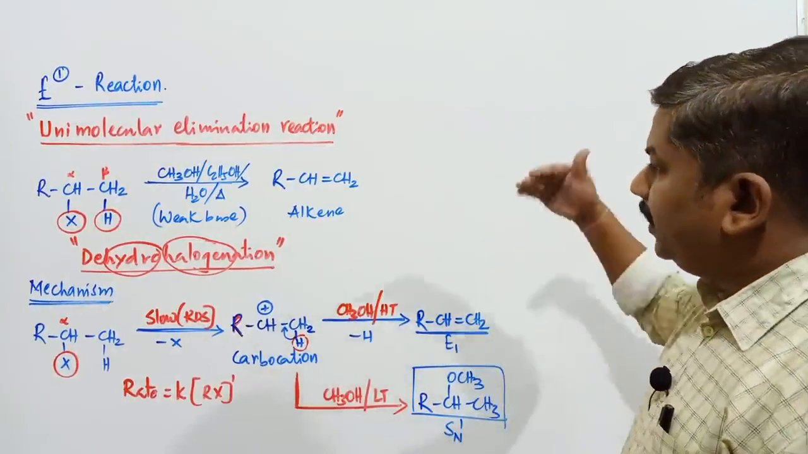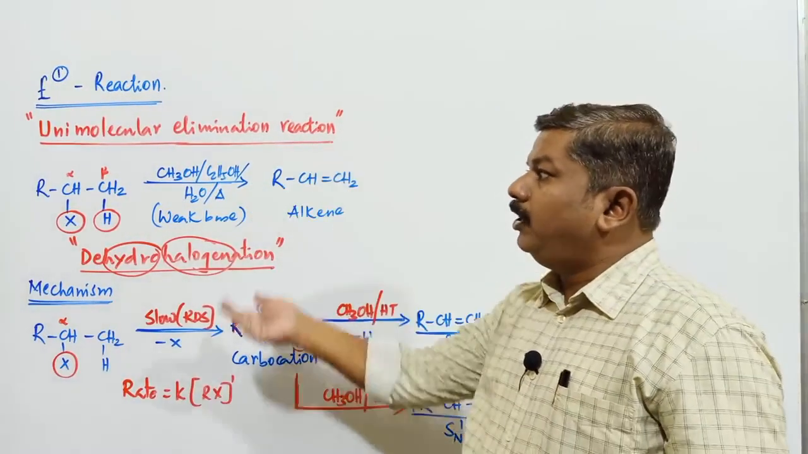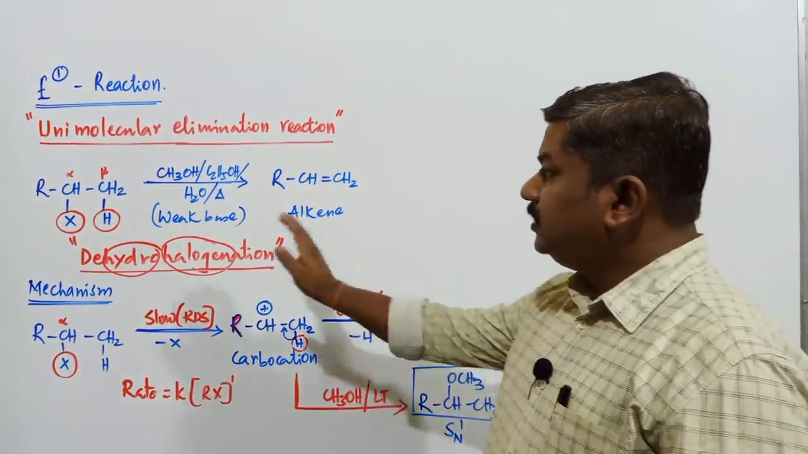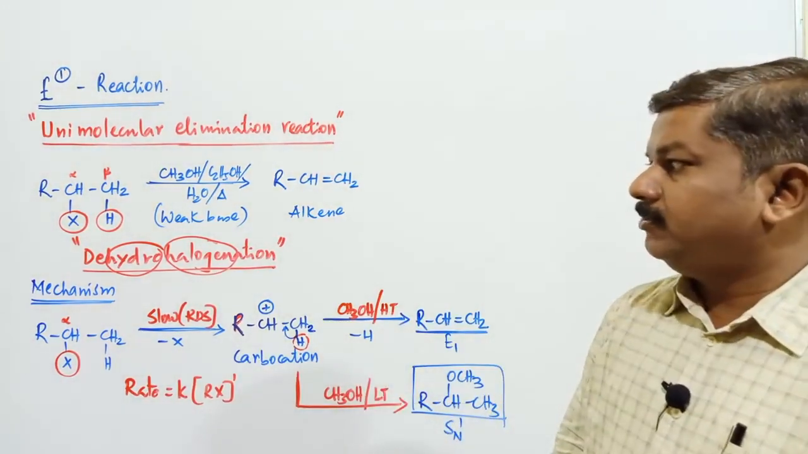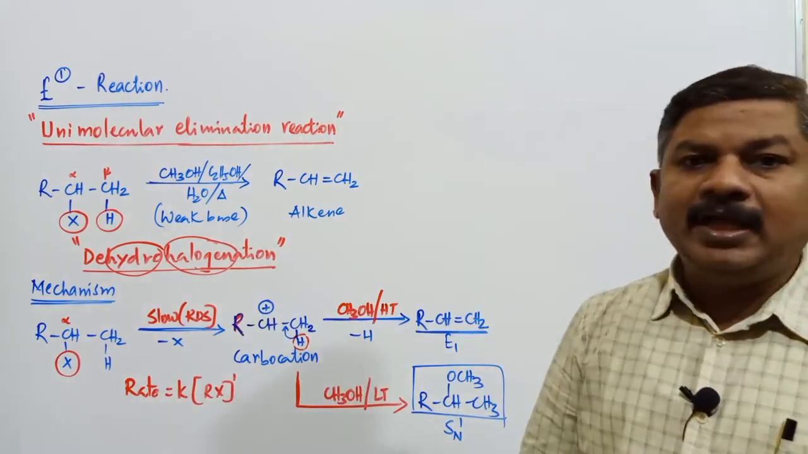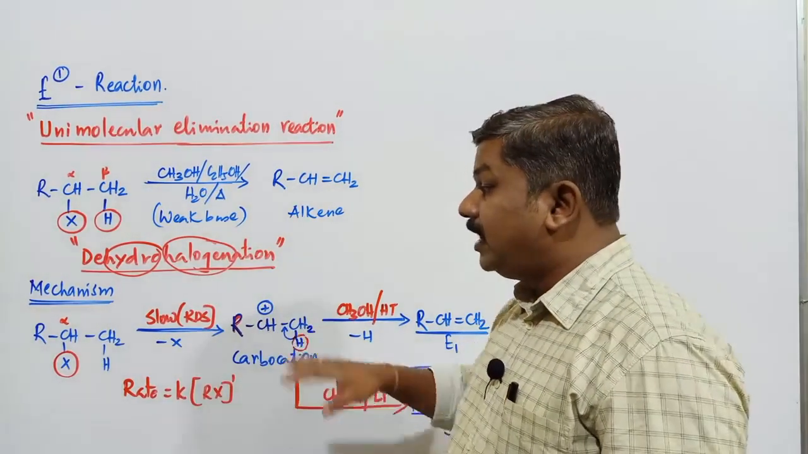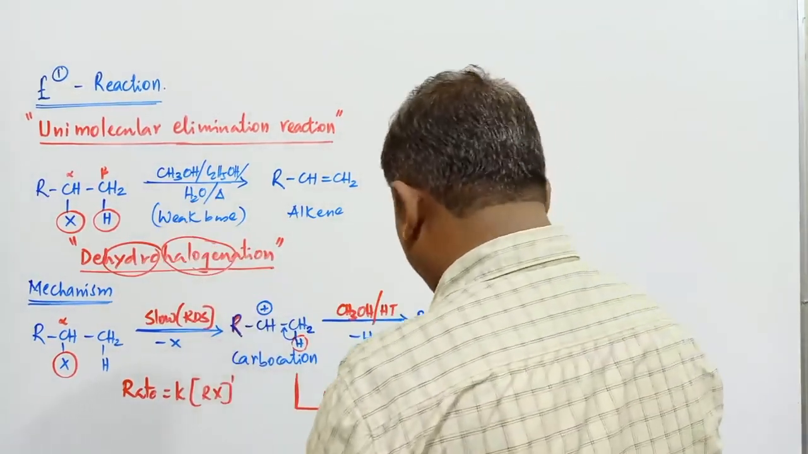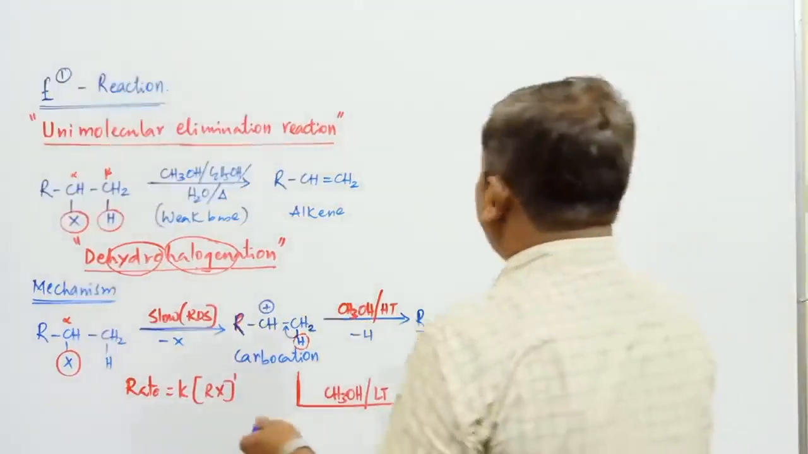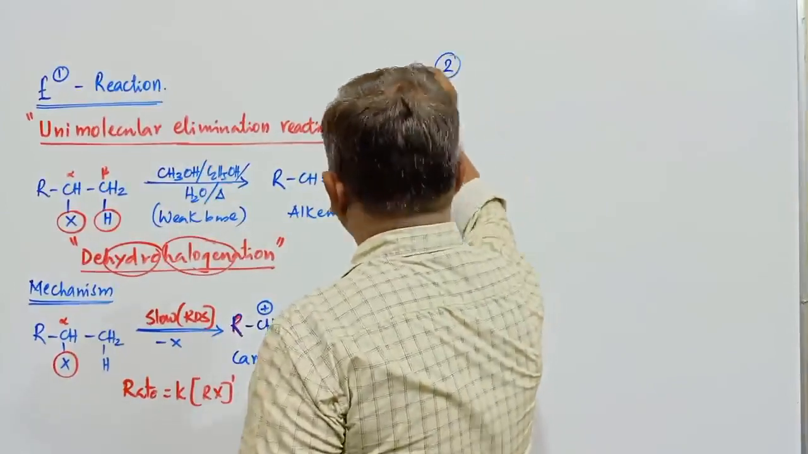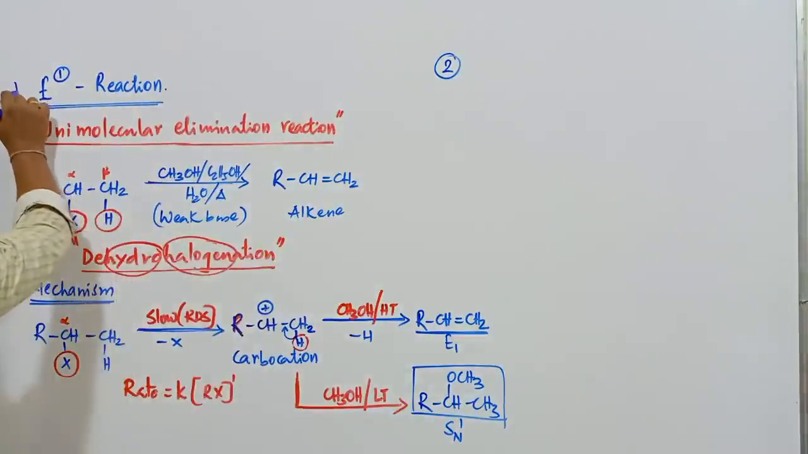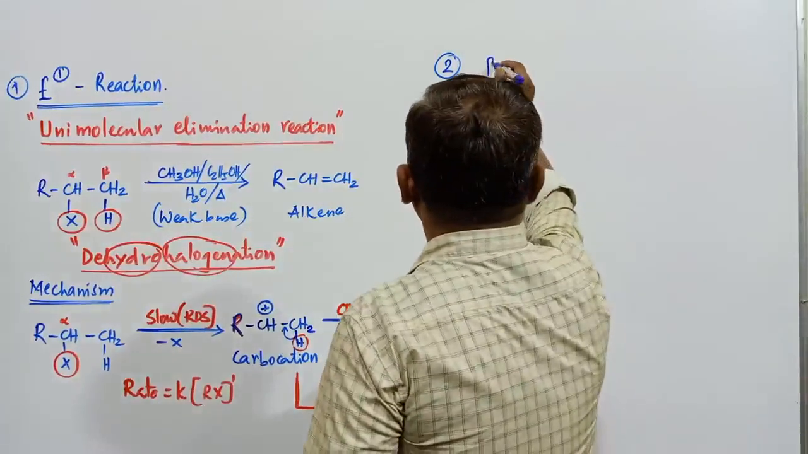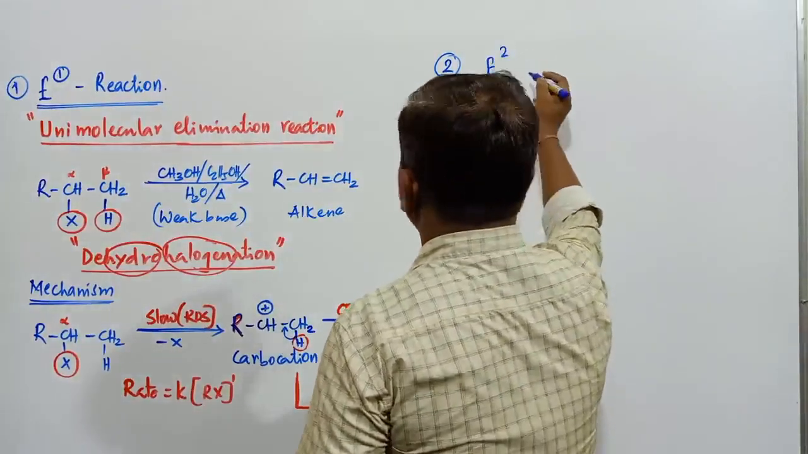Now I will go with the second one, that is the bimolecular elimination reaction, commonly called the E2 reaction. Once I discuss the mechanism of the E2 reaction, you will know the exact difference between E1 and E2 elimination reactions. So the first one was E1, and the second one is called the E2 elimination reaction.